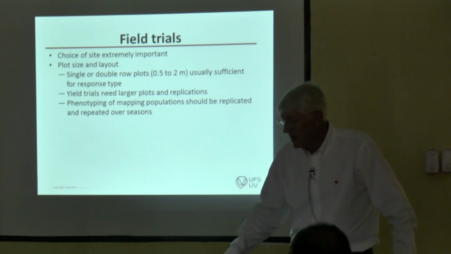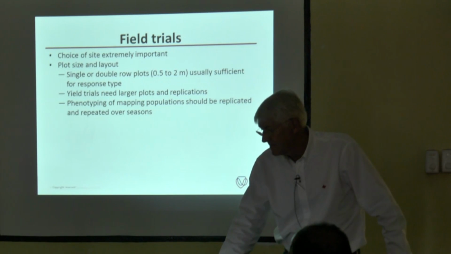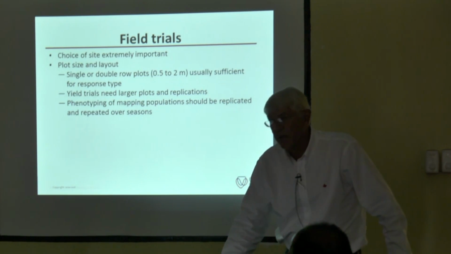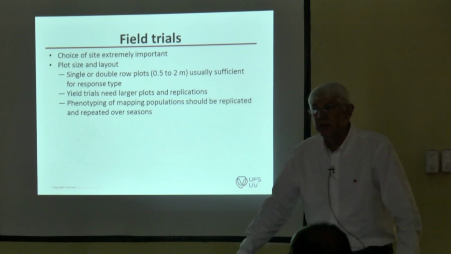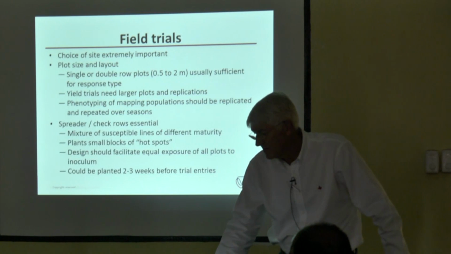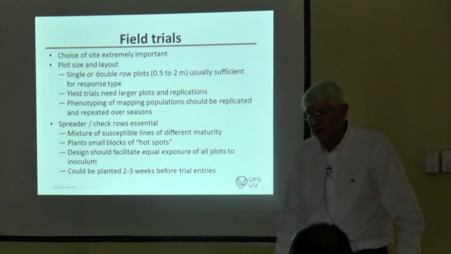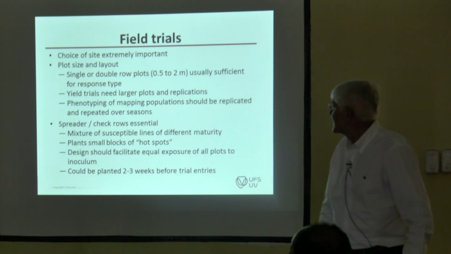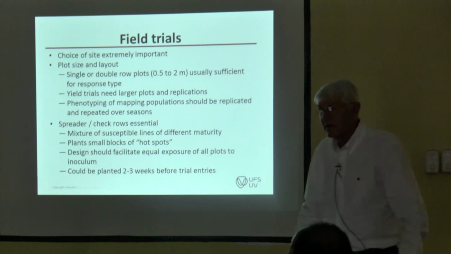And then for the yield trials, you obviously need larger plots. And then if you do mapping populations where you want to determine which genes or how many genes are involved, you should have replicated experiments at different sites, maybe within the same year, and also repeated over seasons. And we've heard this statement, I think, several times. Spreader rows or check rows are extremely important.